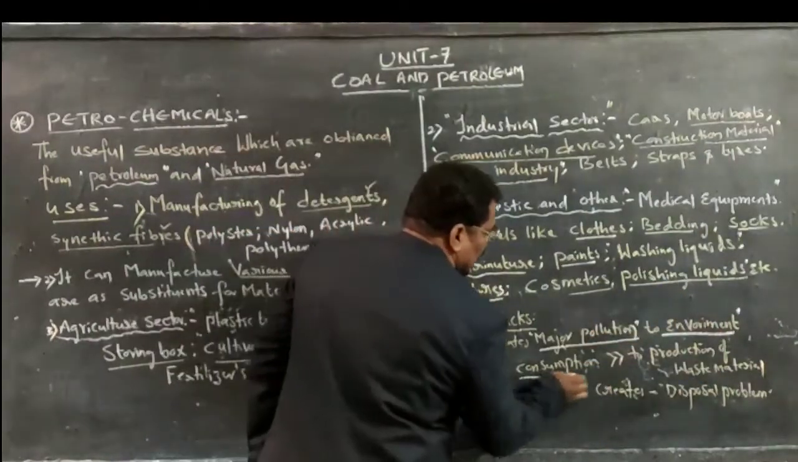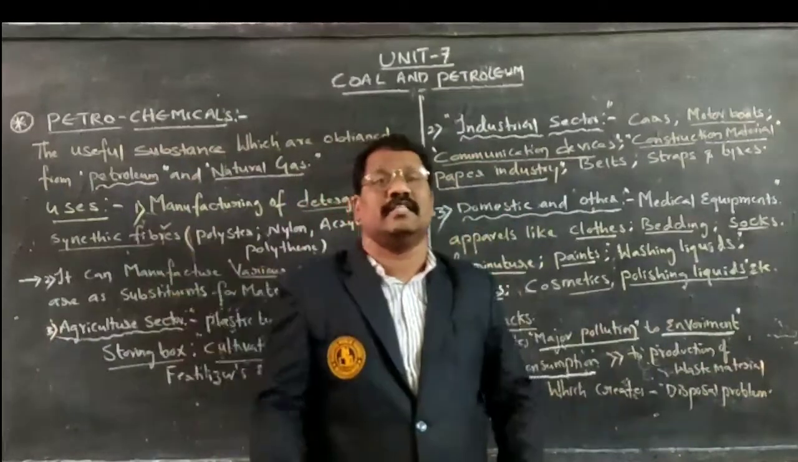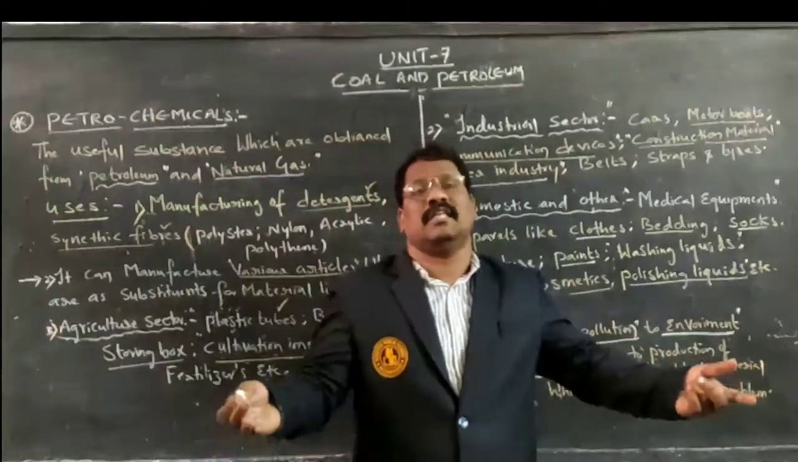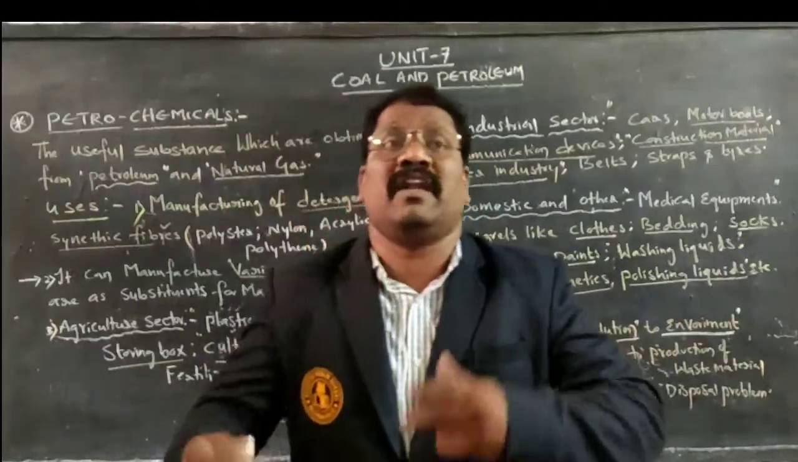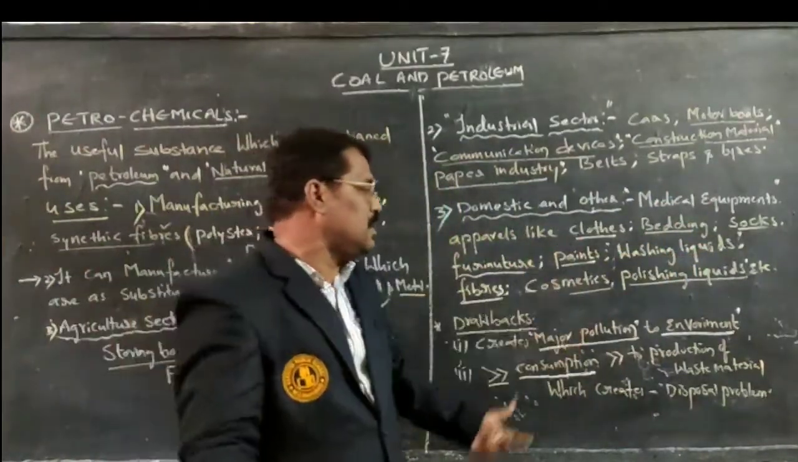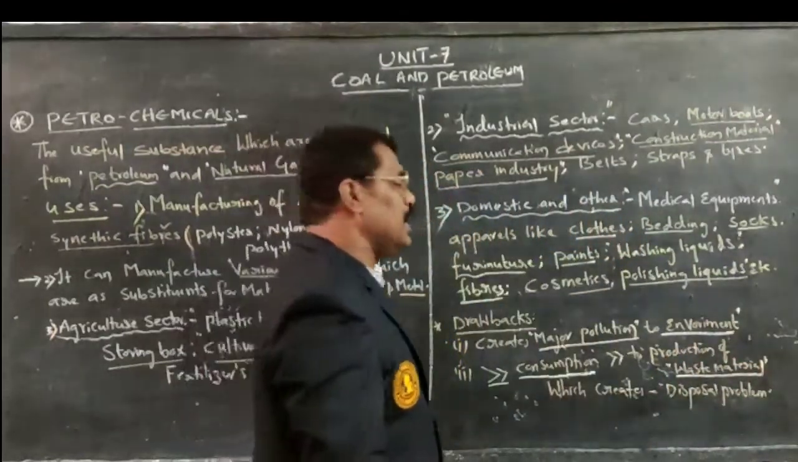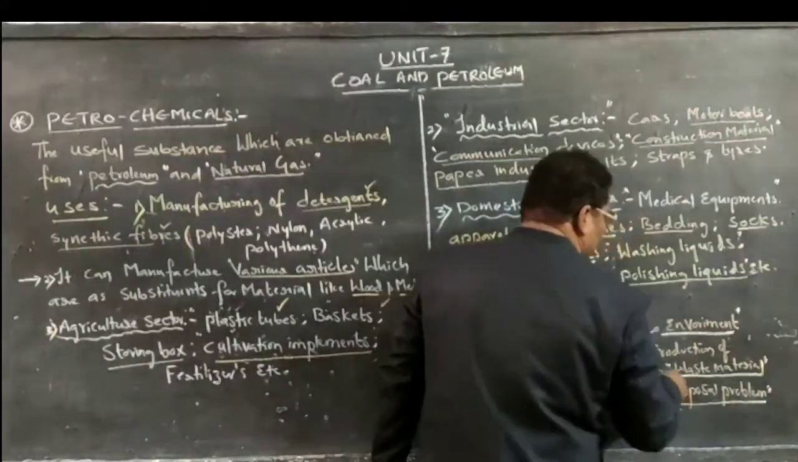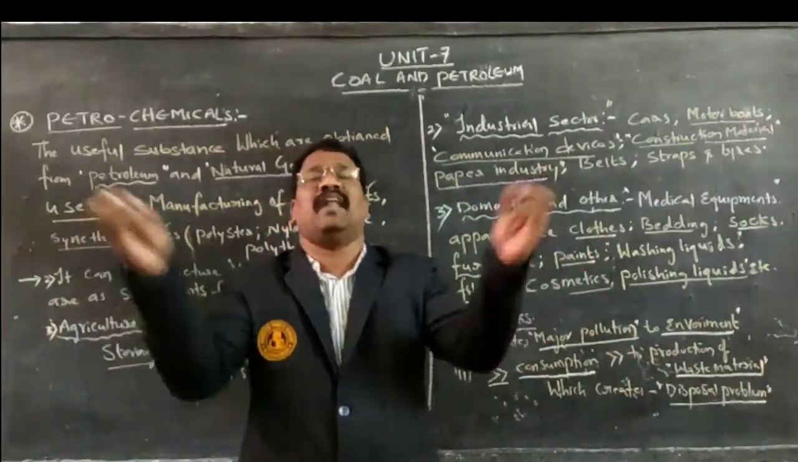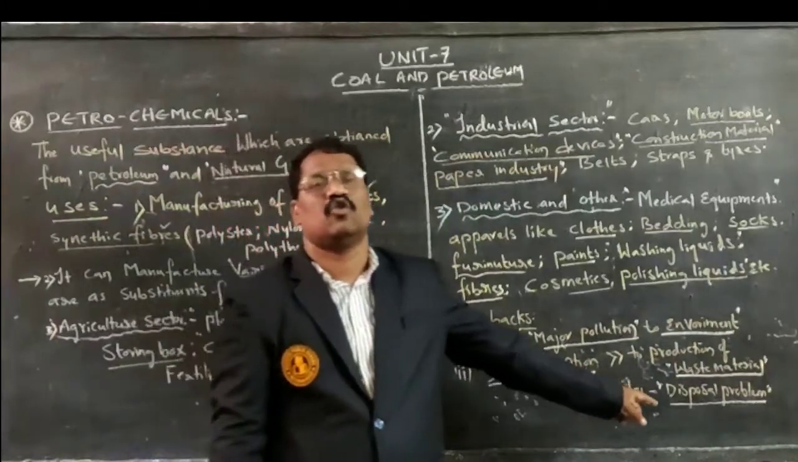Second one is that increasing consumption leads to increasing production of waste material. As the population gradually increases and modernization increases, the consumption of petrochemical products increases day by day. As it increases, production also increases, and production of waste material also gradually increases, which creates a disposal problem. It is very difficult to throw that product anywhere else. We cannot bury it in the soil. Even if we bury it in the soil, it may not decay. A disposal problem also arises.